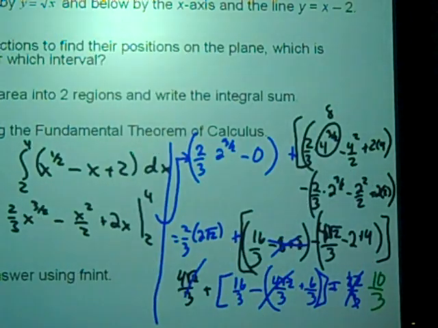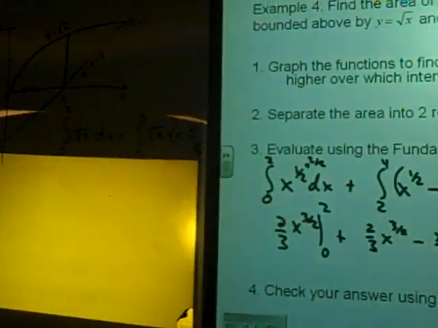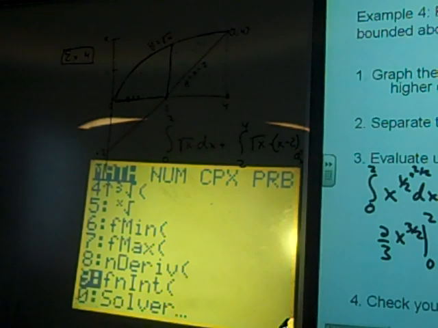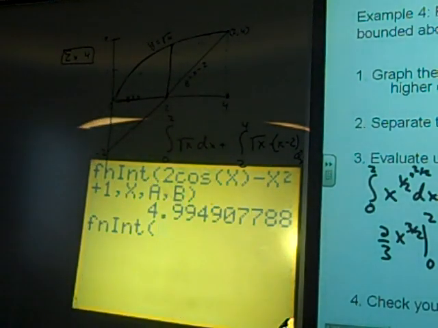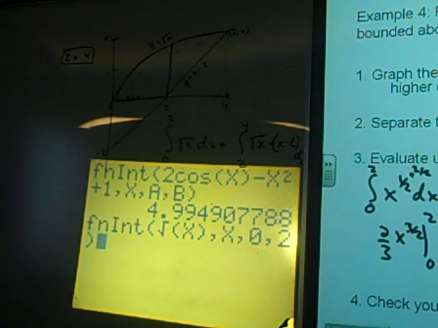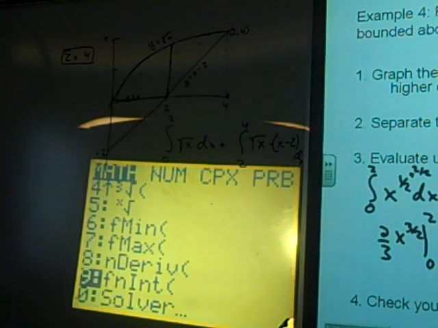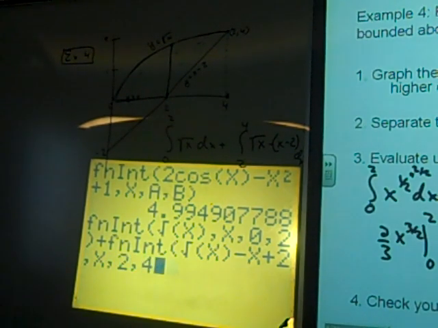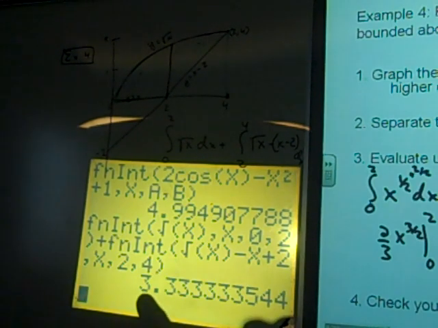Now I'm going to check that real quickly because you want to make sure all your work gets checked. So I'm going to do the whole thing in my calculator. I want the integral from 0 to 2 of square root of x with respect to x. And I want plus, now I'm going to put my other integral in there. And that's going to be the square root of x minus x plus 2, again with respect to x, and this is going to go from 2 to 4. And it'll take a minute to calculate that, but you notice 3 1/3. So we're at 10/3, and this all worked out.